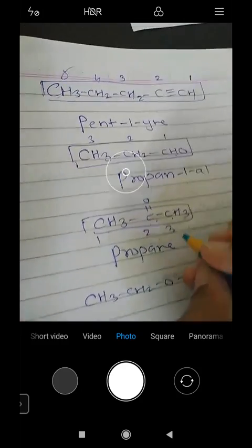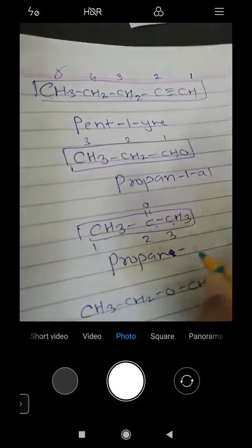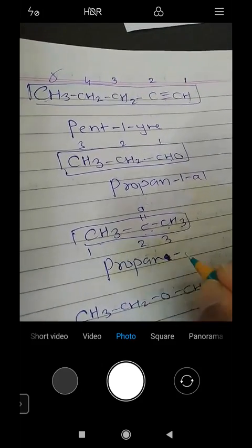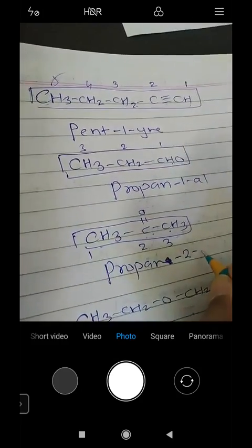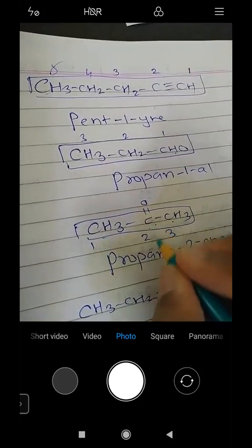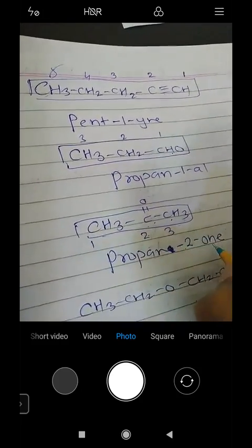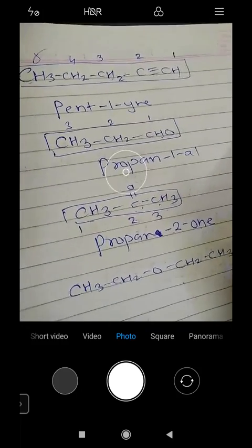But as I told you, the name of the functional group will be written in place of what? The e of alkane will be replaced by the position, that is 2, and the name of the functional group, that is one. What is the position? It is on second, so I wrote 2. And what is the name? Ketone is called one, so I have written one. So the name will be propan-2-one. Understood? Last question.